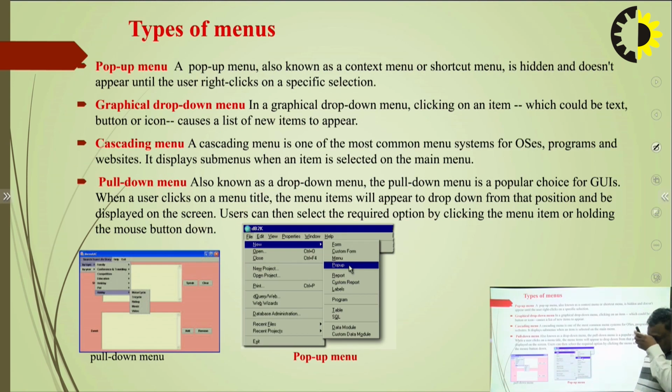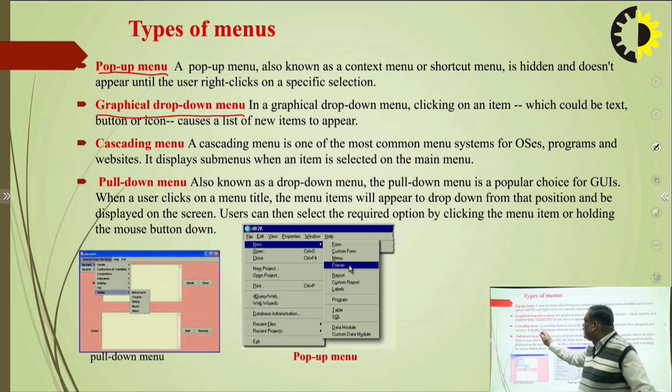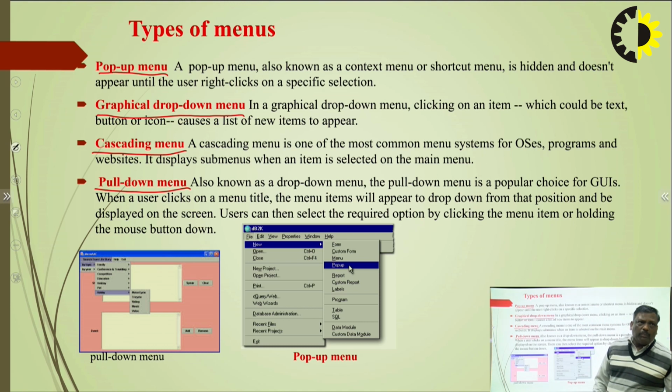Types of menus, we know there are different types of menus. So the first one is pop-up menus. Second is graphical drop-down, cascading menus, and pull-down menus. Pop-up menus, also known as context menus or shortcut menus, are hidden and do not appear until you right-click on a specific selection. Sometimes you right-click with the help of the mouse and options become available. Many times, when you want to refresh the window, you use it.